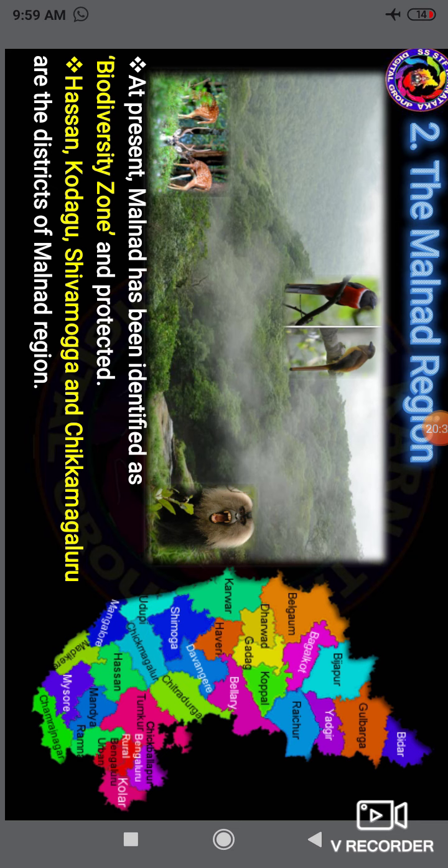So this is all the information about that. The second one, the Malnad region, also. And the third one, the Maidan region. This topic we will study in my next class.